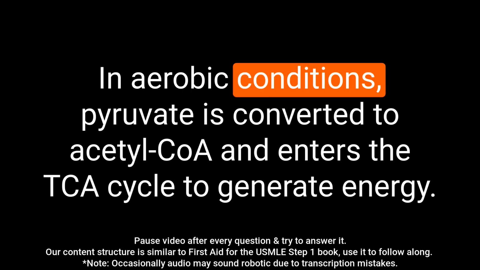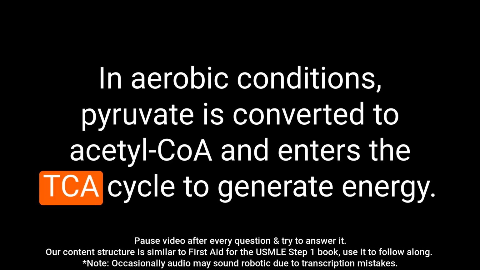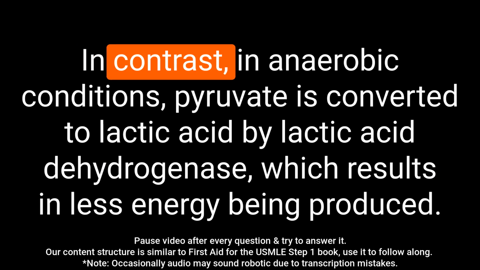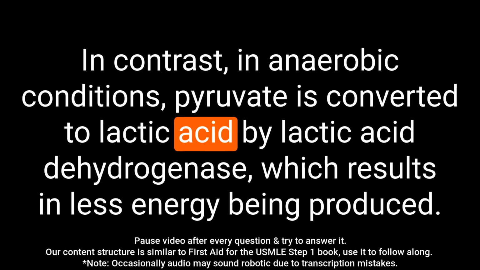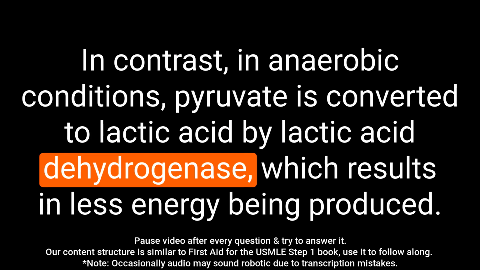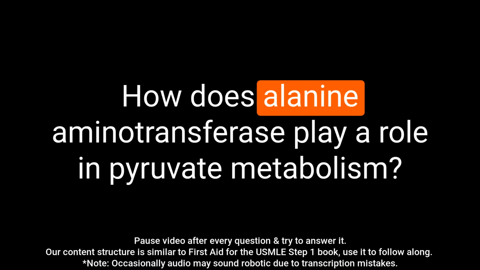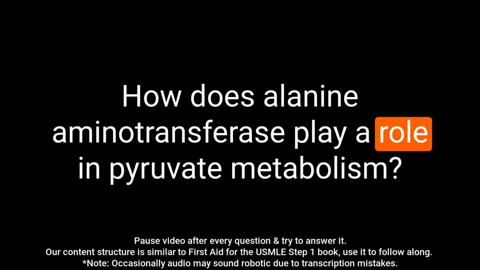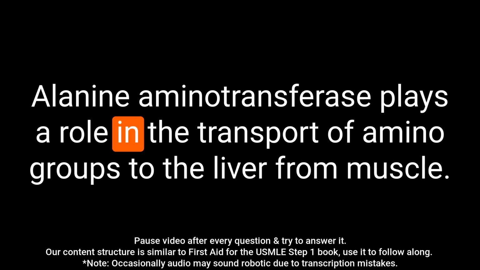Answer: In aerobic conditions, pyruvate is converted to acetyl-CoA and enters the TCA cycle to generate energy. In contrast, in anaerobic conditions, pyruvate is converted to lactic acid by lactic acid dehydrogenase, which results in less energy being produced. Question: How does alanine aminotransferase play a role in pyruvate metabolism? Answer: Alanine aminotransferase plays a role in the transport of amino groups to the liver from muscle.